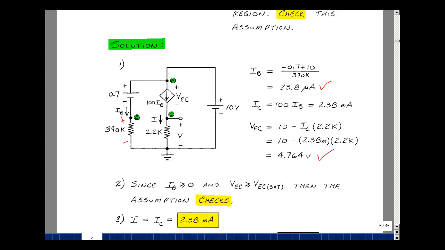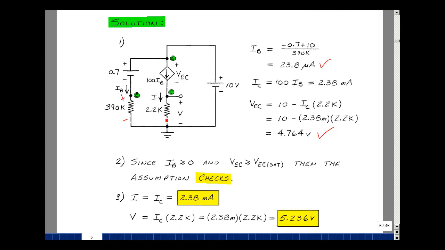Now that we verified the transistor model, we can now solve for whatever quantities we were asked for. Current I is the same as the collector current, which is 2.38 milliamps, and the voltage here is just going to be that current times 2.2K. 2.38 milliamps times 2.2K is 5.236 volts. And this is supplemental problem 3.5.